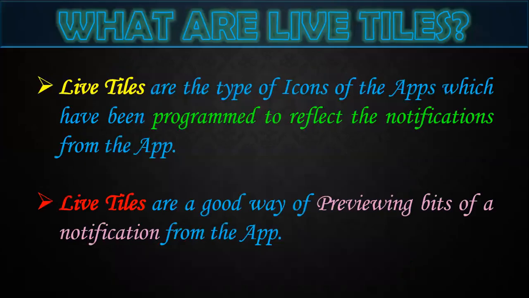So live tiles are the types of icons of the apps which have been programmed to reflect the notifications from the app. Now you can see that one line is highlighted that is programmed to reflect the notifications from the app. So live tiles are just the icons of the application which display some of the updates from that application. For example, let's see that.